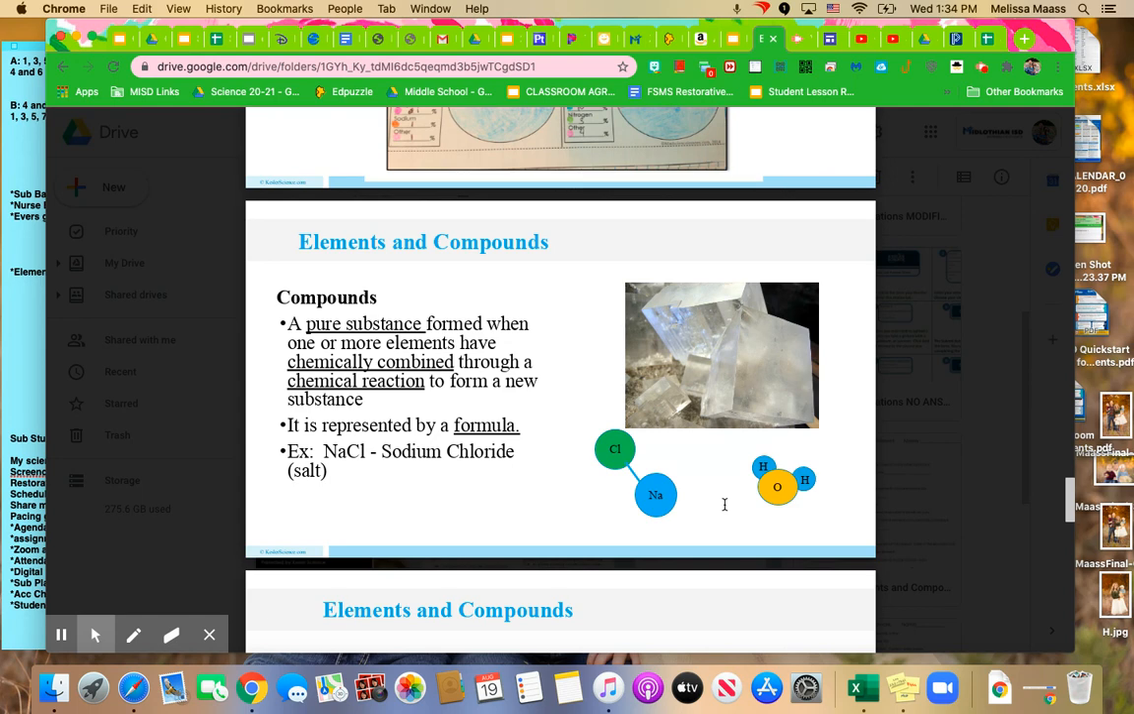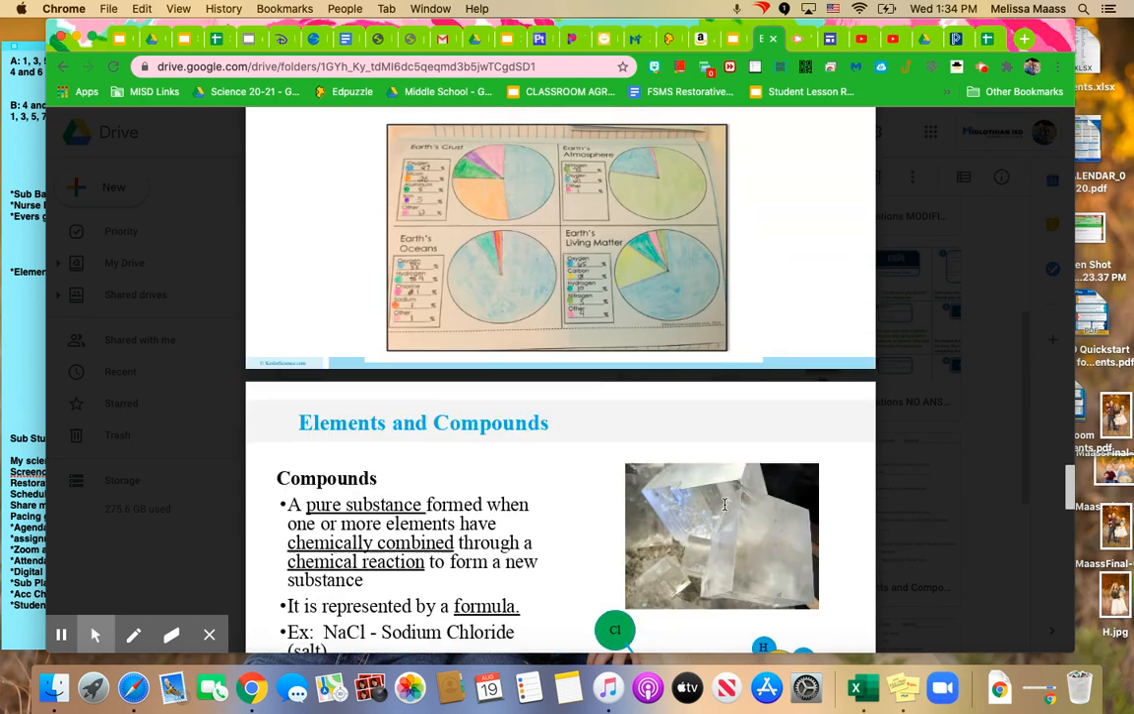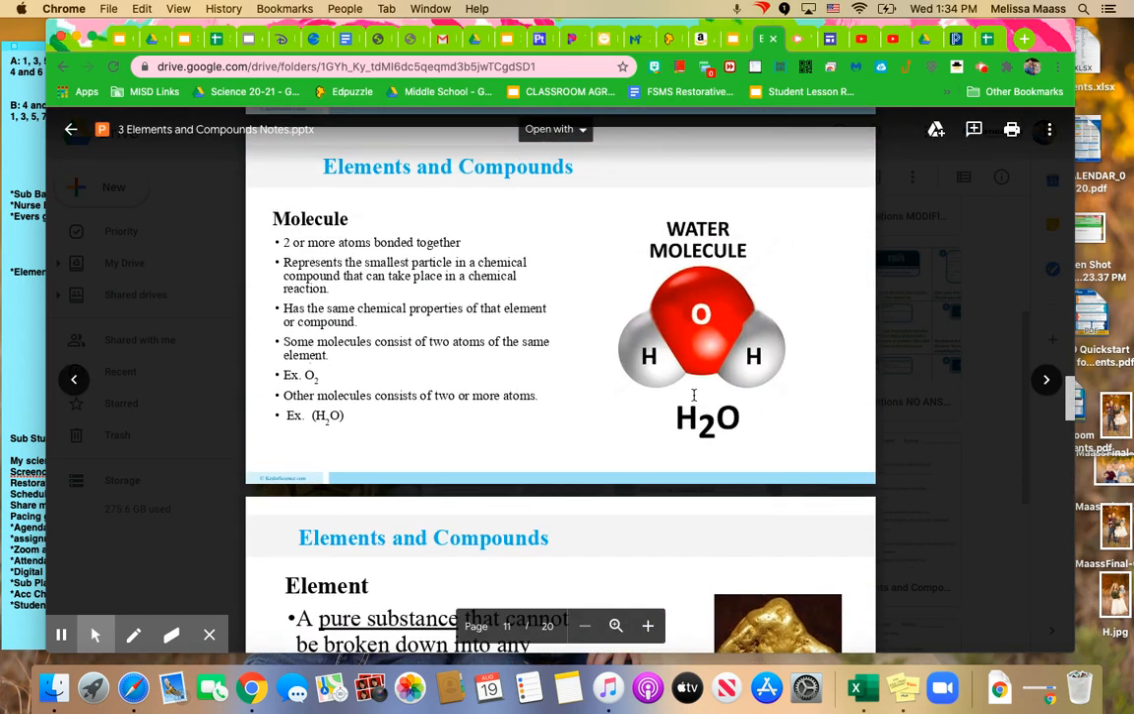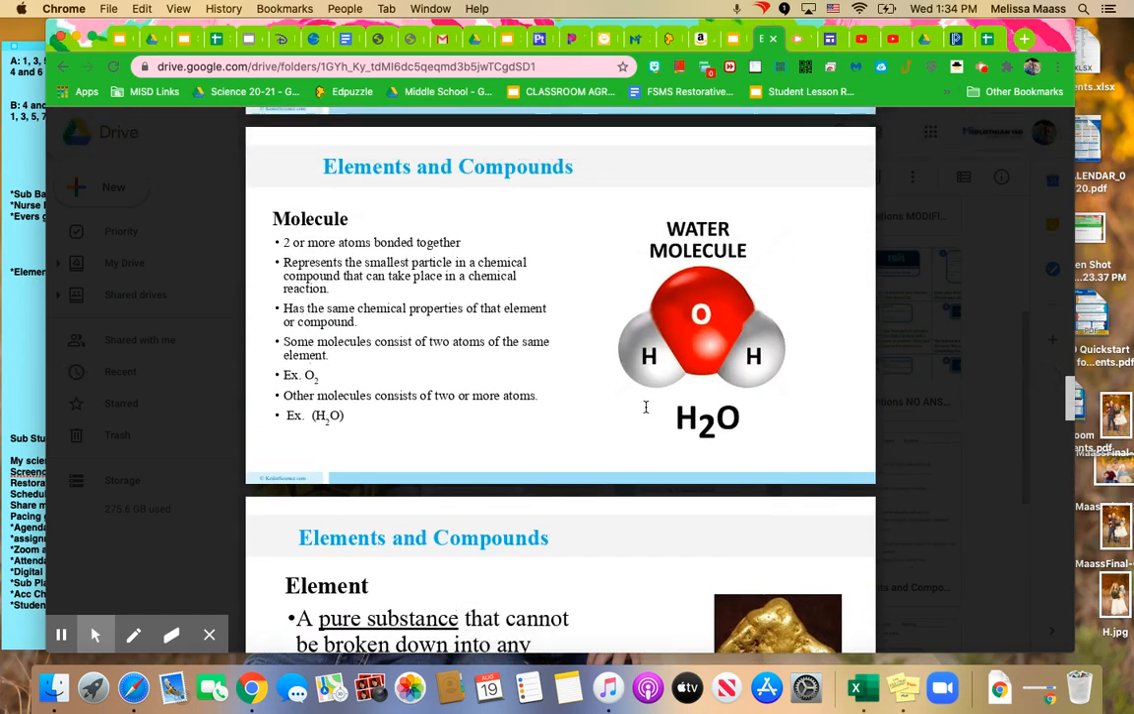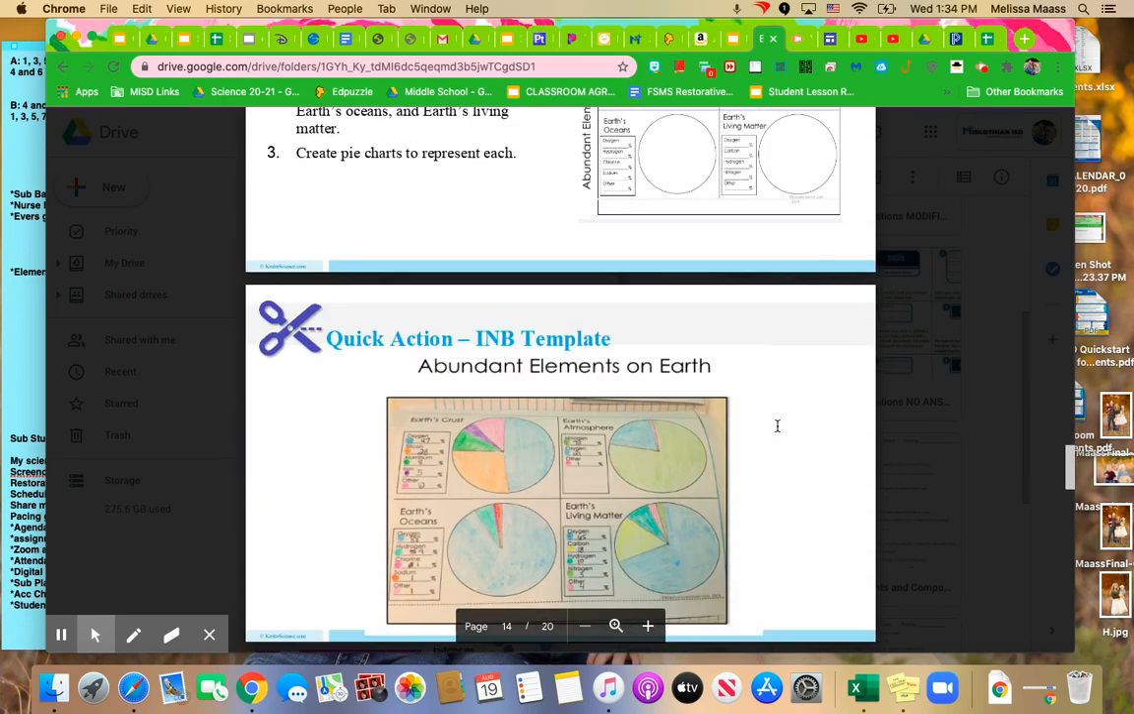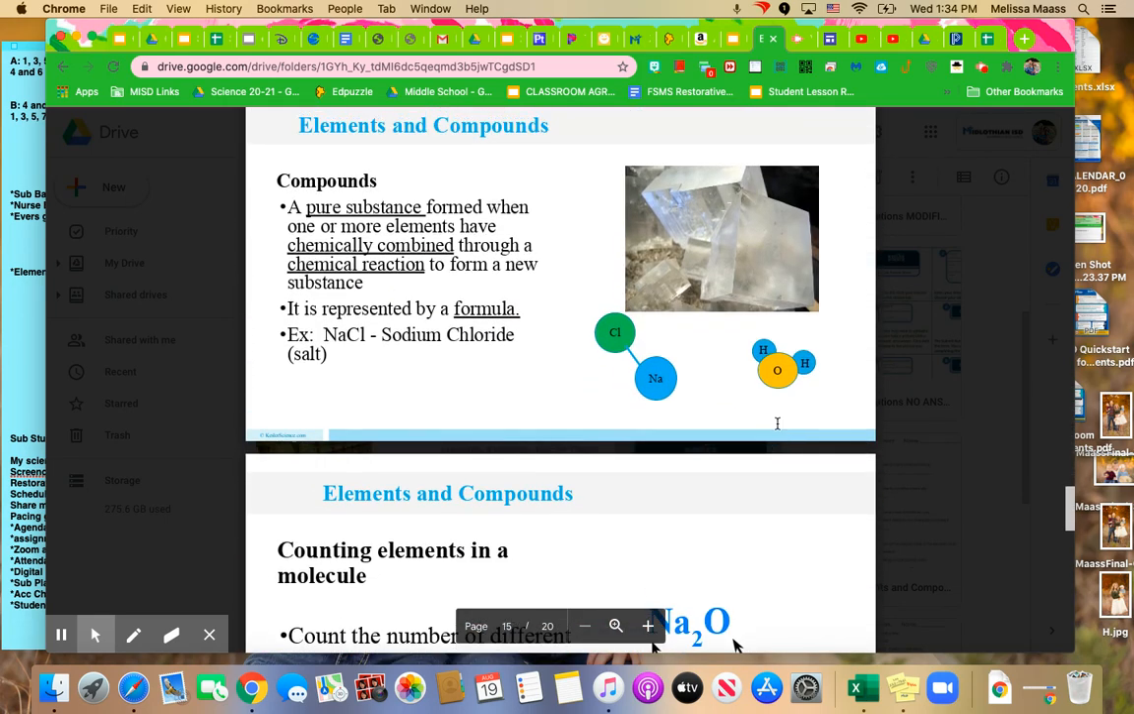For example, in the H2O up here, just so you have a visual, the elements in here are hydrogen and oxygen. There are two elements chemically bonded together. I'll show you a trick in a second for how you know it's two or more elements.